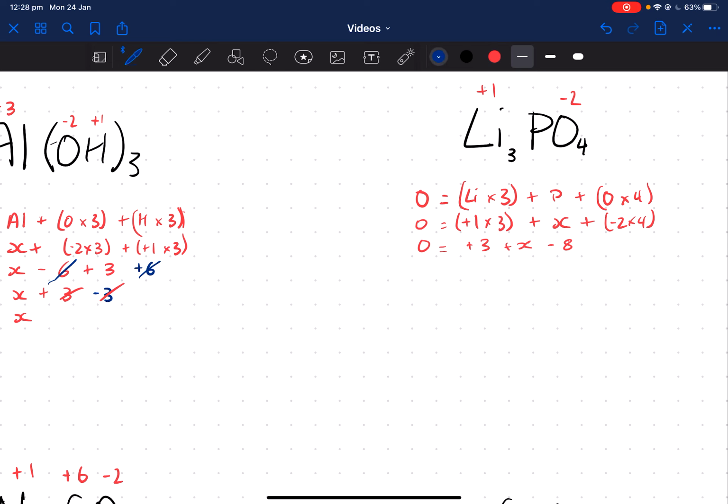So same thing as before, positive 8, get rid of both of those. So we end up with positive 8 is equal to positive 3 plus x. And we're going to minus 3 from both sides. Negative 3 plus 8 is going to give us positive 5 equals x. So our phosphorus has an oxidation number of positive 5.